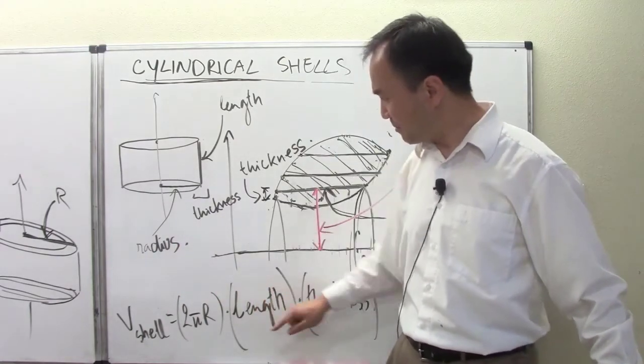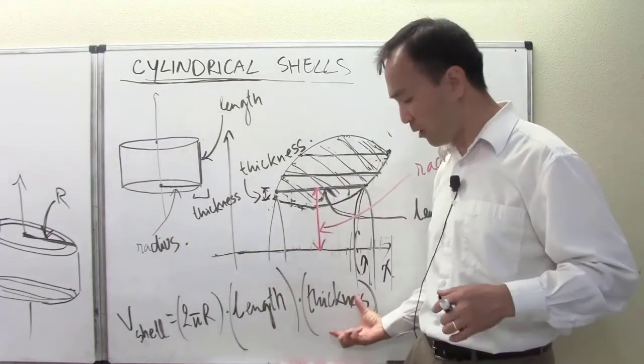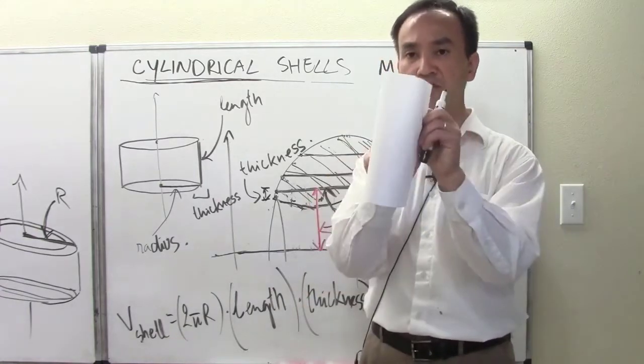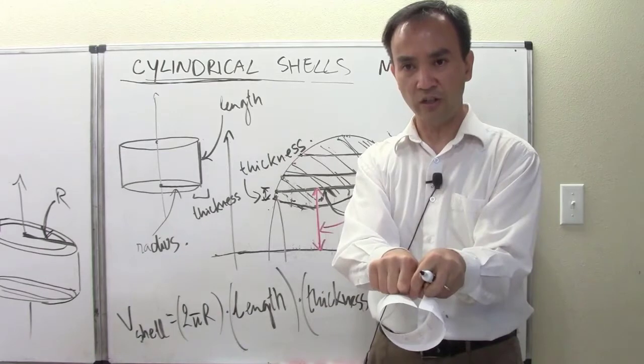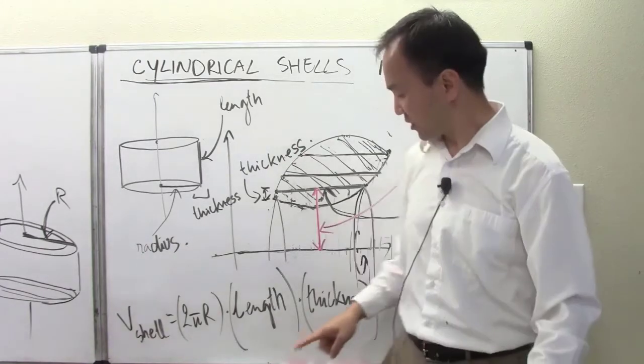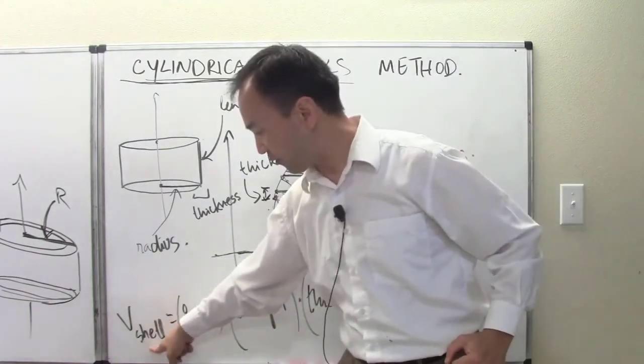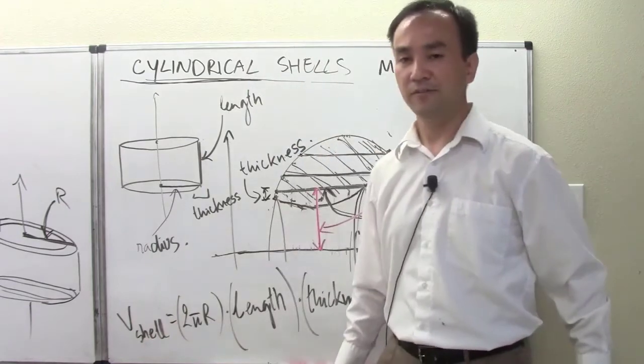And then we multiply that with the thickness. The reason we multiply with thickness is because this unwrapped version has a thickness. So even the wrapped, rolled version also has a thickness. So we multiply with thickness. That's the volume for one shell. The volume of one shell.